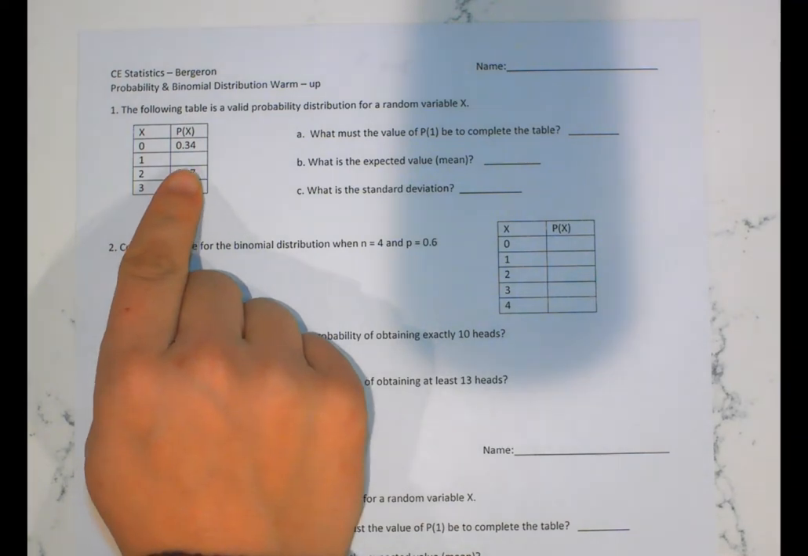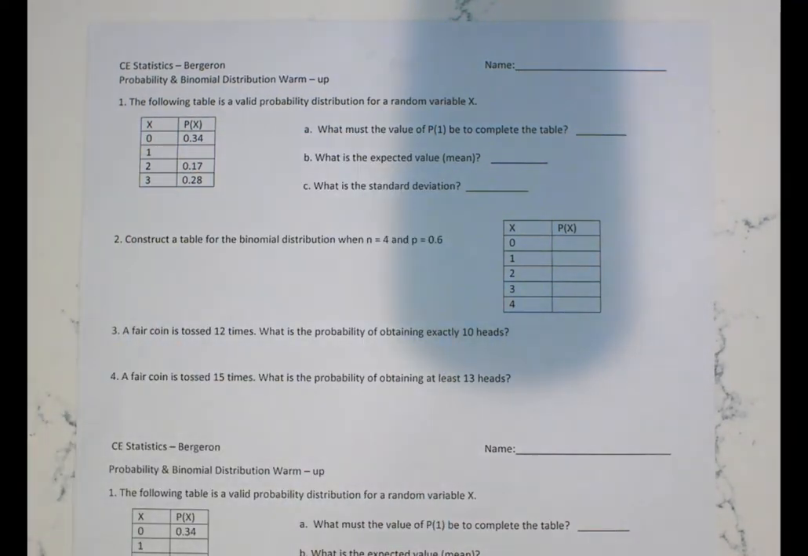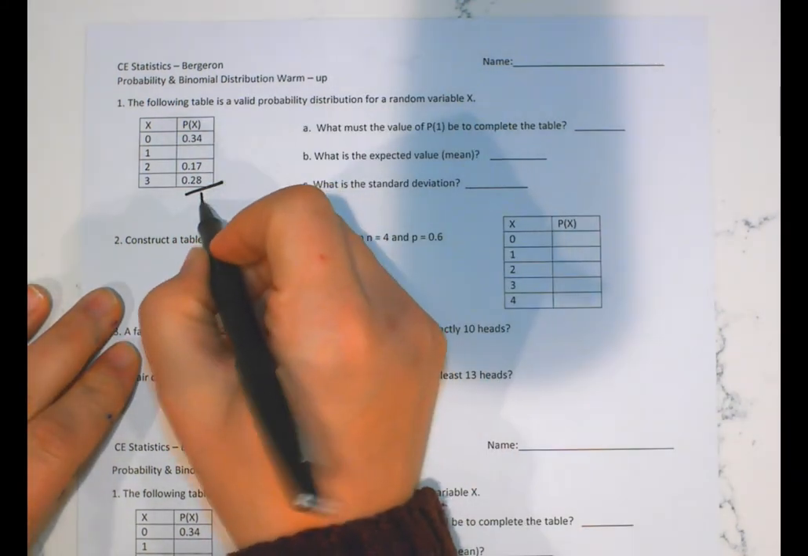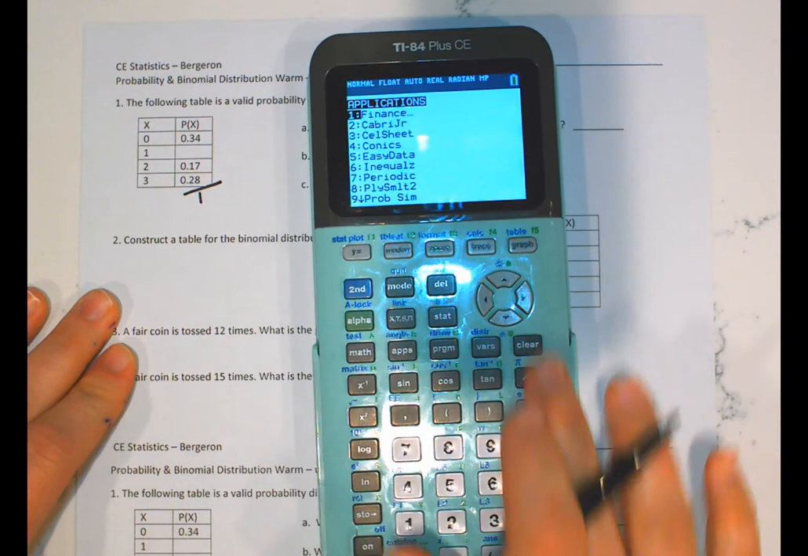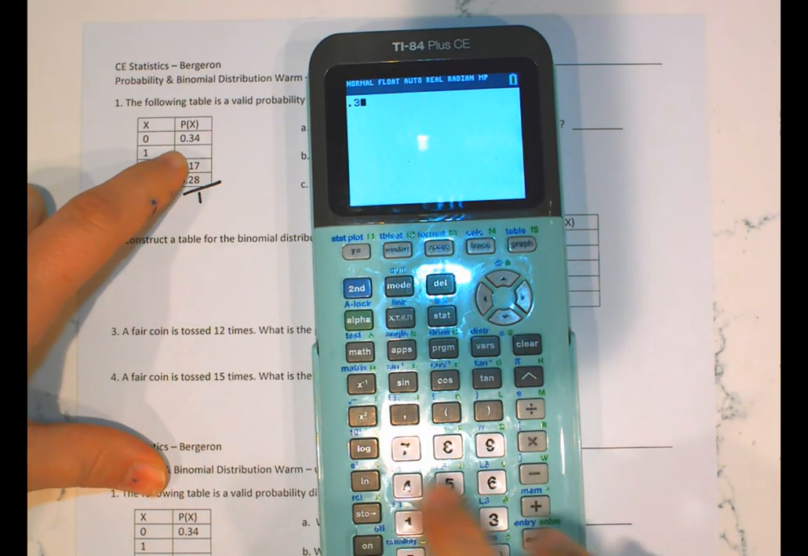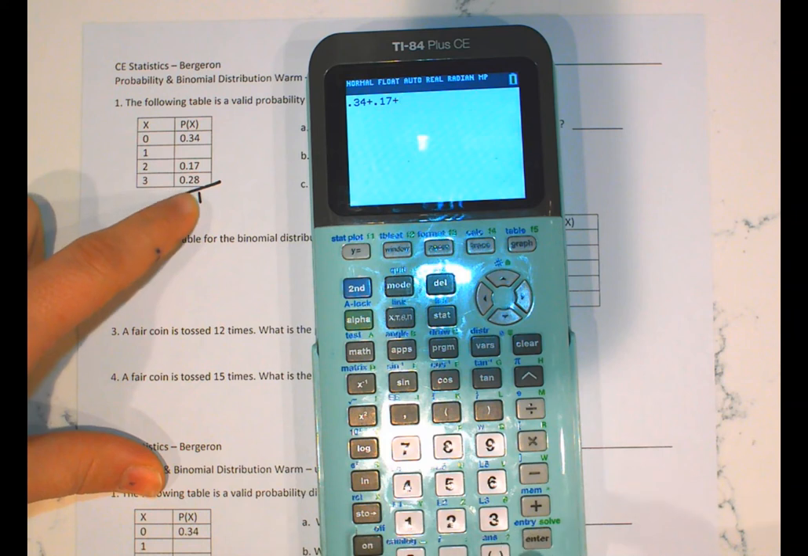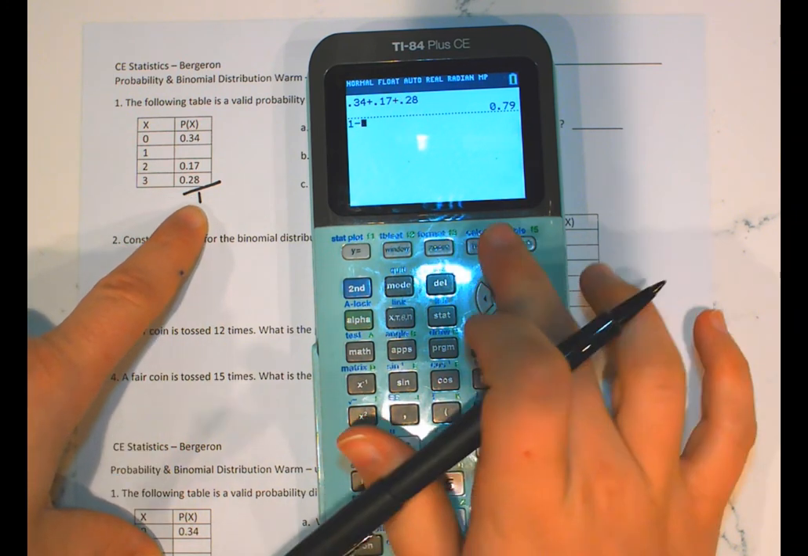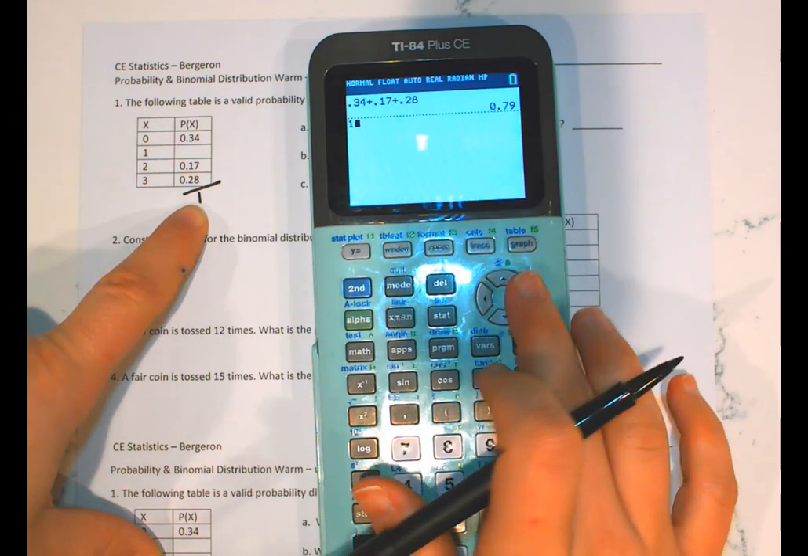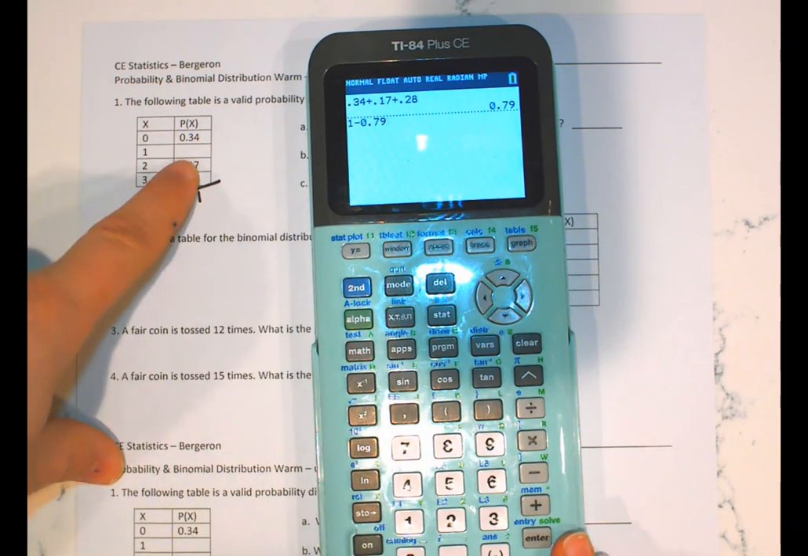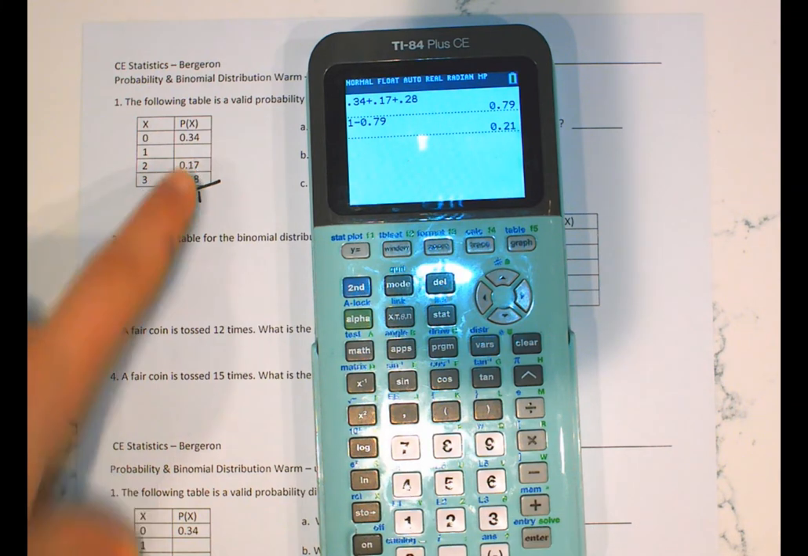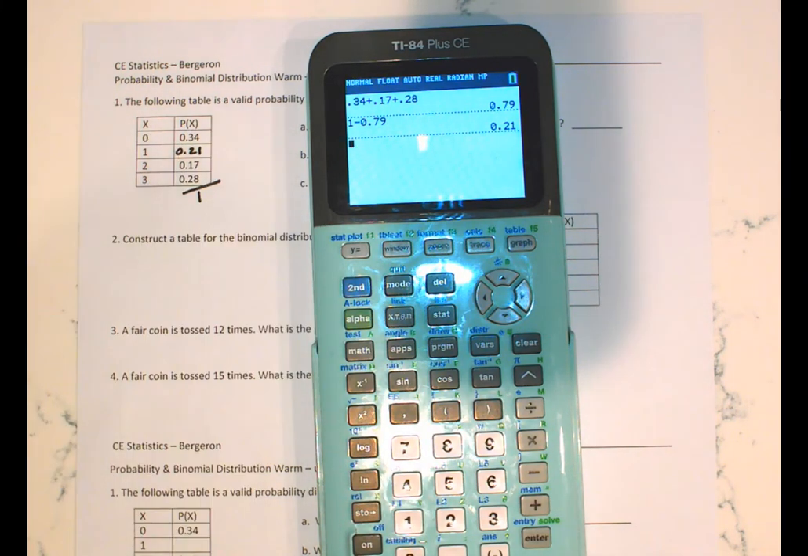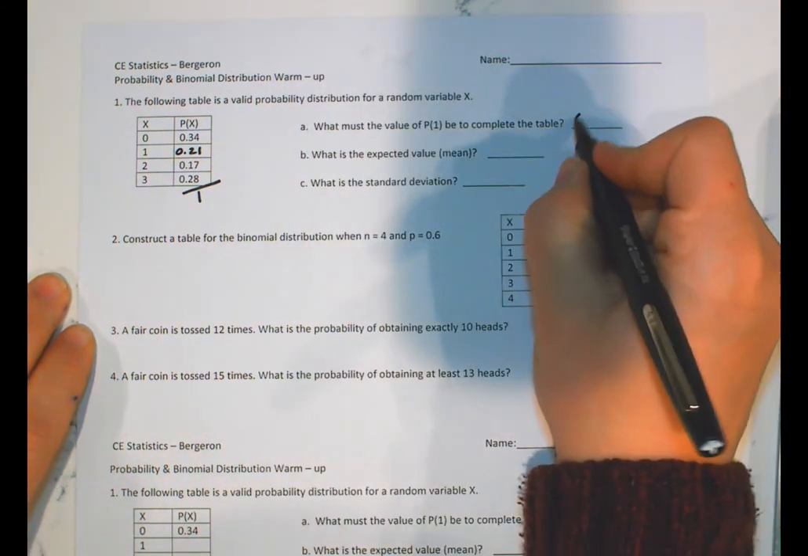So to do this, we'd have to remember our requirements to be a probability distribution. So remember, the requirement is that all of these values would add up to 1. So if I know that my first couple values are 0.34, 0.17, and 0.28, and I need this to add up to 1, I would need probability 1 to be the rest of this. So 0.21 would be what has to go here so that those values meet the requirement by adding up to 1. So it would have to be 0.21.